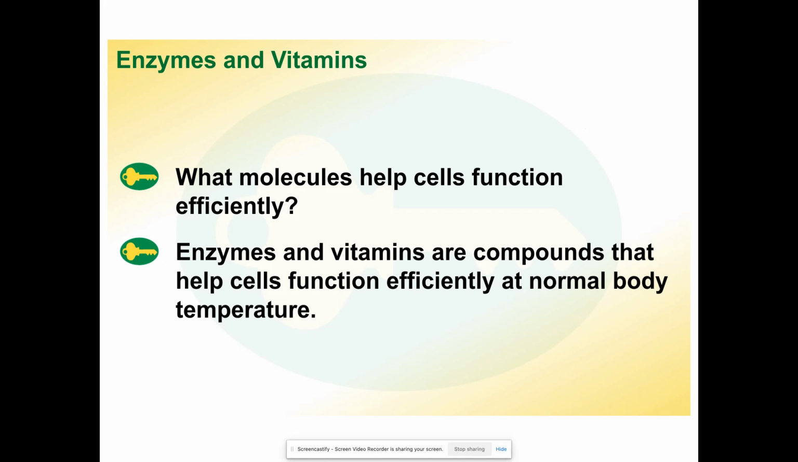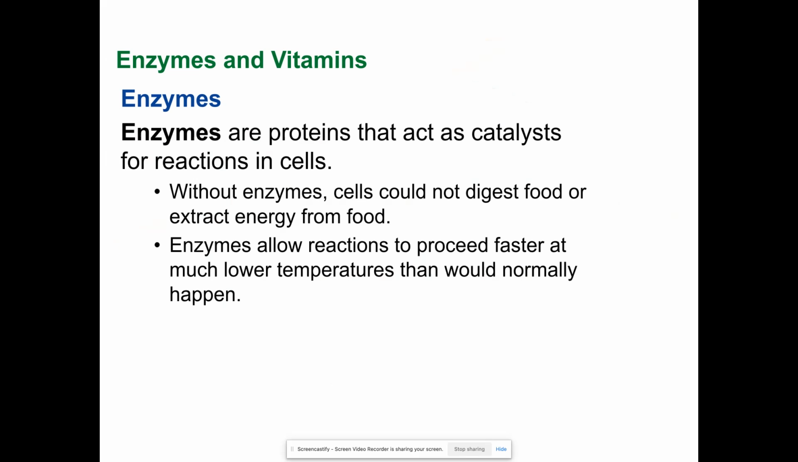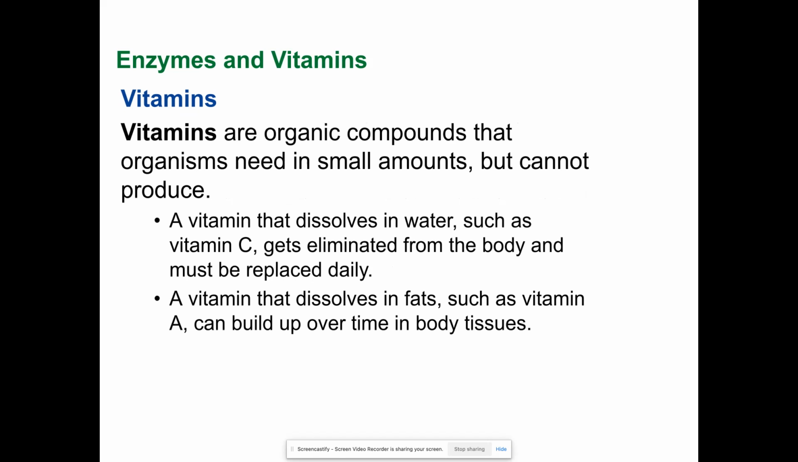What molecules help cells function efficiently? Well, enzymes and vitamins are compounds that help cells function efficiently at normal body temperature. Enzymes are proteins that act as catalysts in these reactions in the cell. Without enzymes, cells could not digest food or extract the energy from the food. Enzymes allow reactions to proceed faster at much lower temperatures than they would normally.